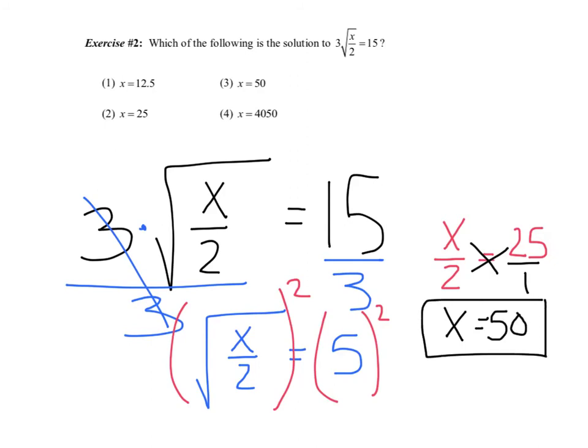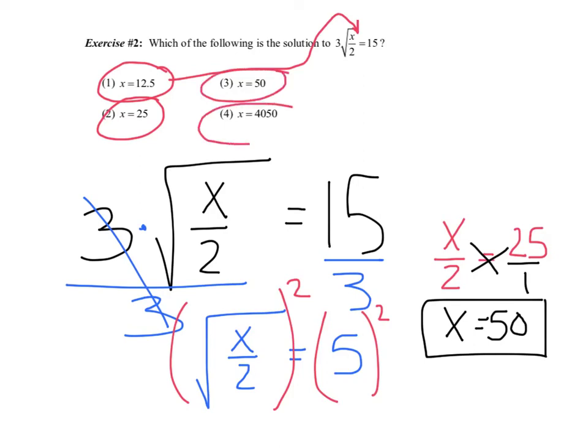Now, how do you know if you're right? Well, here's another option. Just take each of these, store them into x, and type them in your calculator and see if you get 15 as an answer. All right, but mathematically, we should have gotten x equals 50. But if it's multiple choice, just plug the answers in.